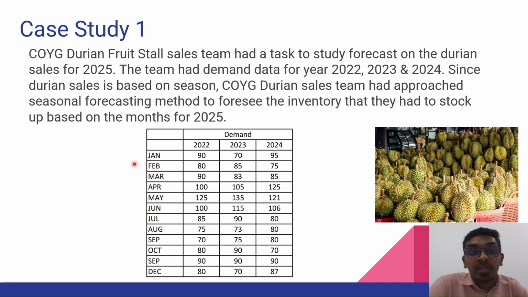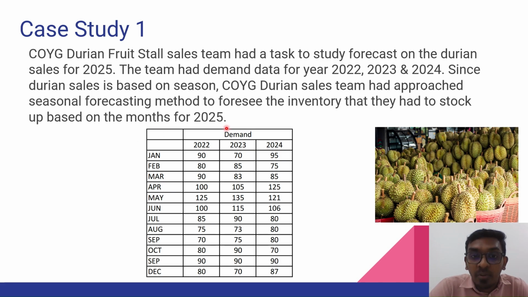Alright, so we have seen all about the theoretical things on the forecasting based on the seasonal index. Now let's go to the case studies. So case study 1: COYG Durian Fruit Stall sales team had a task to study the forecast of the durian sales for 2025. The team had demand data of year 2022, 2023 and 2024. Since durian sales is based on season, COYG durian sales team approached the seasonal forecasting method to foresee the inventory they need to stock up based on the months for 2025.